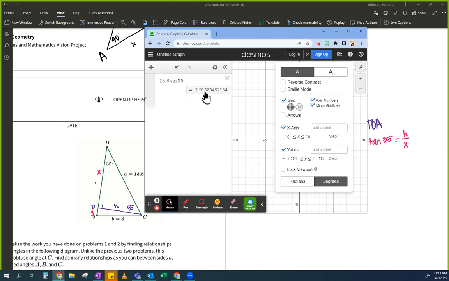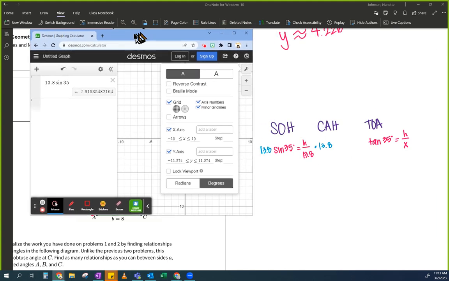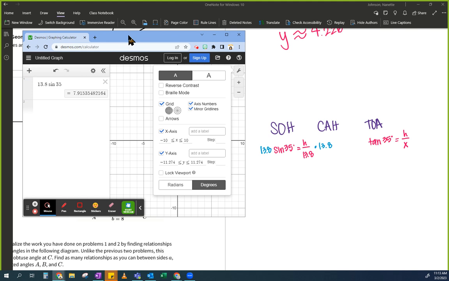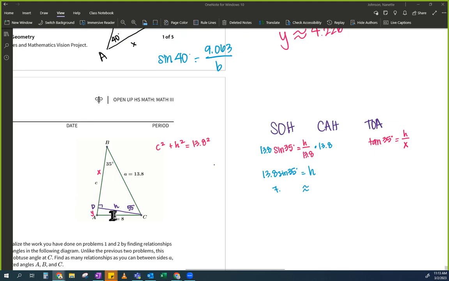So I'll say 7.915. So I'll say H is equal to 13.8 sine 35 degrees, and then it's about 7.915. So now that I know that H is about 7.915, I have choices.